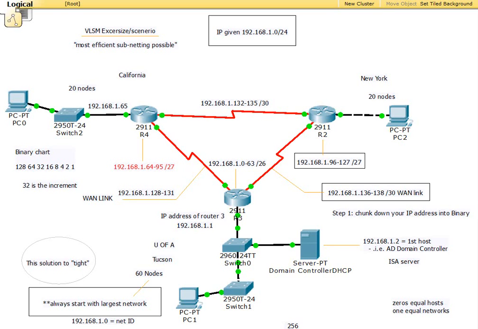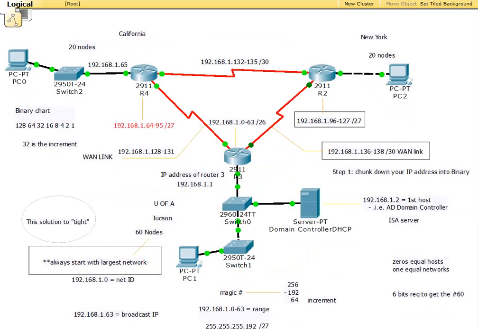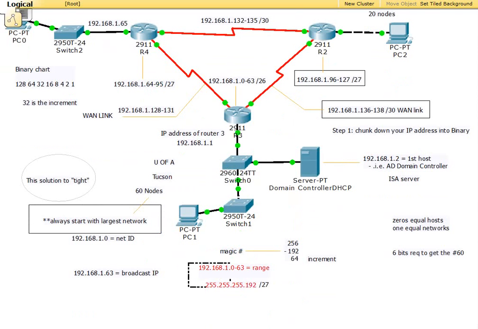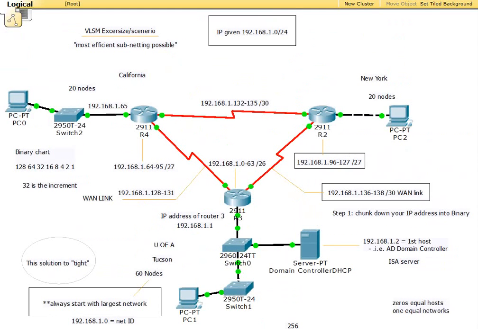We have 192.168.1.64 through 95. This is what I figured for California. Why 64 through 95? Because Arizona left off at 63. Now, New York, I figured 192.168.1.96 through 127. Why 96? Because this is where California left off. 95/27.